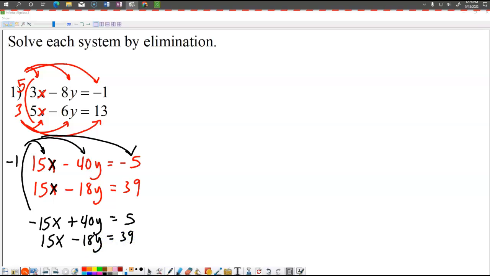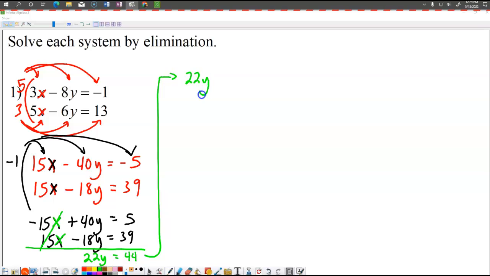All right, now that they've got the x values having the same coefficient but opposite signs, now we're going to add downwards. So if I add the two 15s together, they cancel because they're opposites. If I add the y values together, I end up getting, I think that would be 22y. And if I add the 5 and the 39, I get 44. And now we have a much simpler equation to solve. All I have to do now is divide by 22, and I can find out what y is.